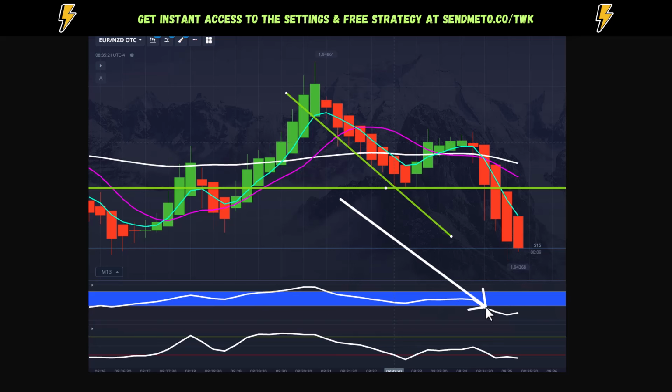Okay, take a look at the CCI. We have a pull down of the CCI, and at the same time we have a pull down of the Williams. Right after that, we have the Williams come up, and at the same time we have the CCI continue down. That is the golden setup. It is CCI down, Williams up.